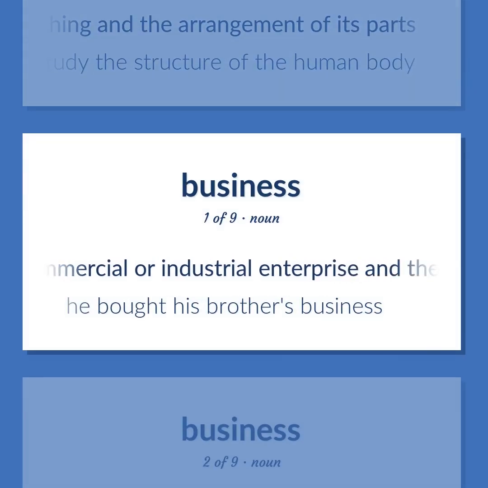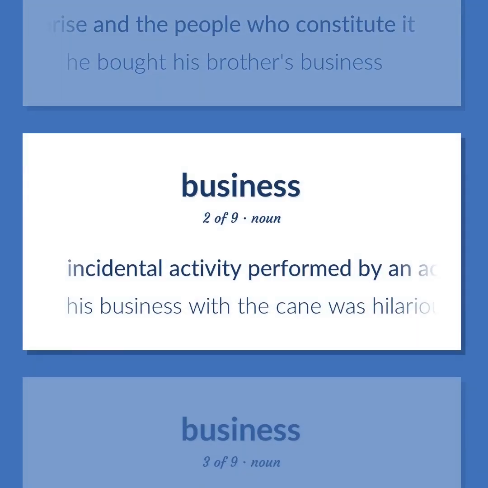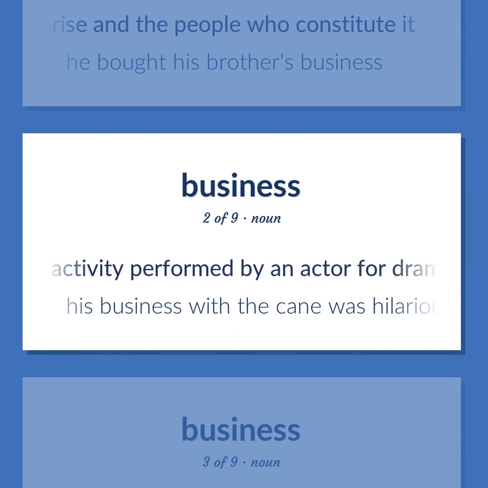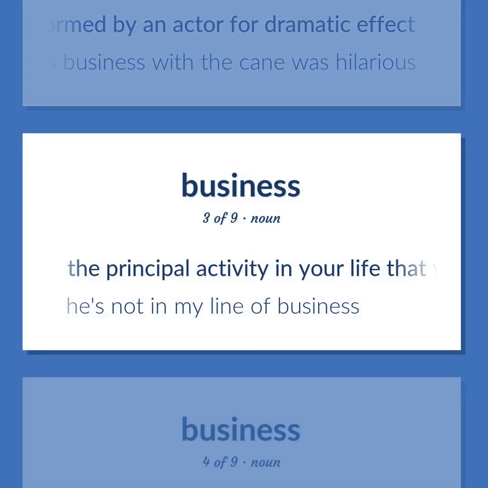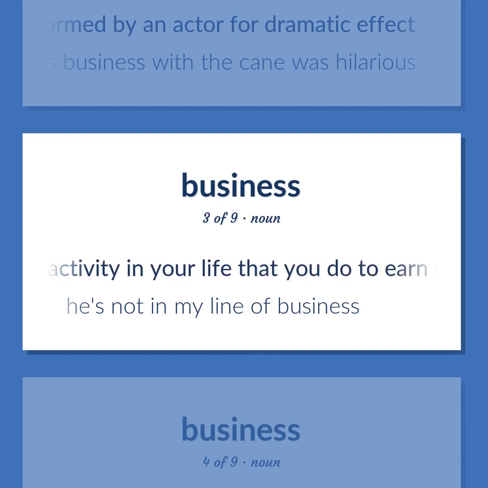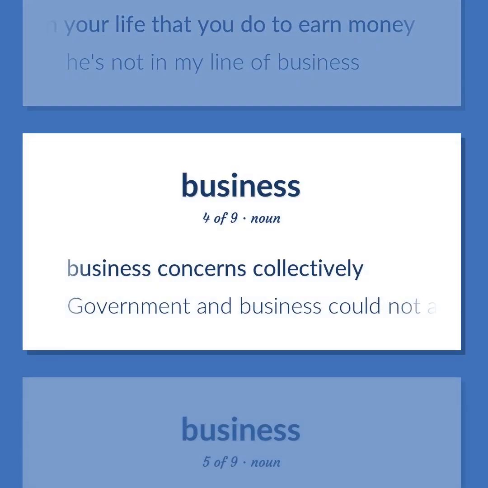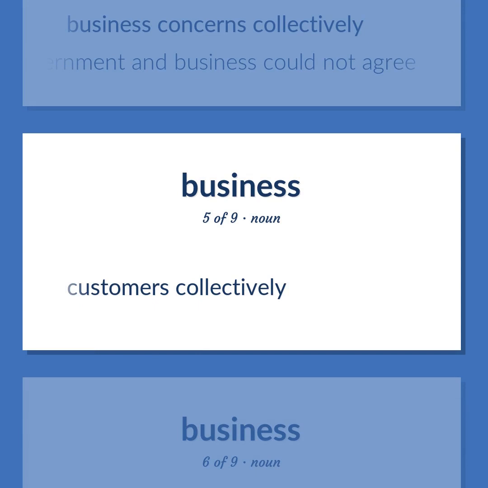A commercial or industrial enterprise and the people who constitute it. He bought his brother's business. Incidental activity performed by an actor for dramatic effect. His business with the cane was hilarious. The principal activity in your life that you do to earn money. He's not in my line of business. Business concerns collectively. Government and business could not agree. Customers collectively.